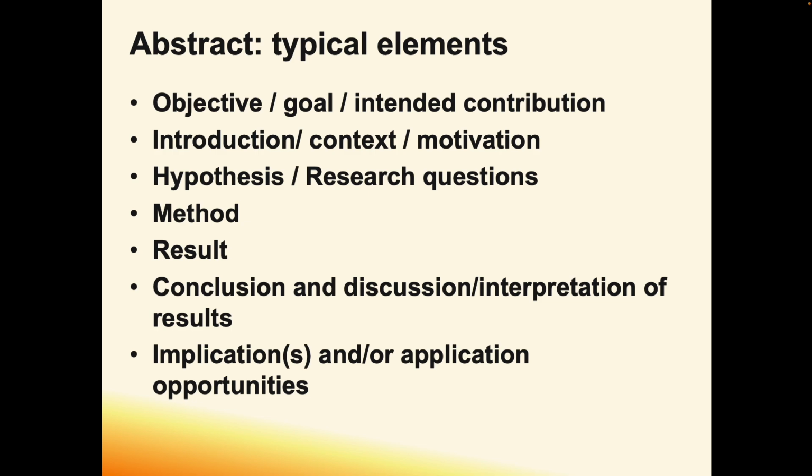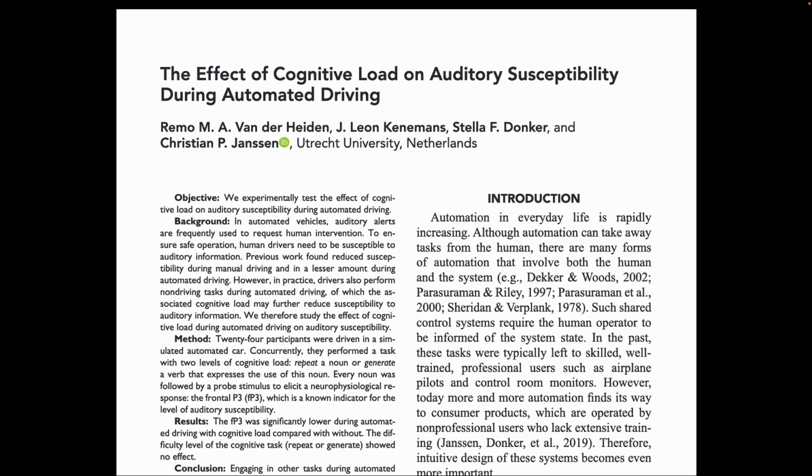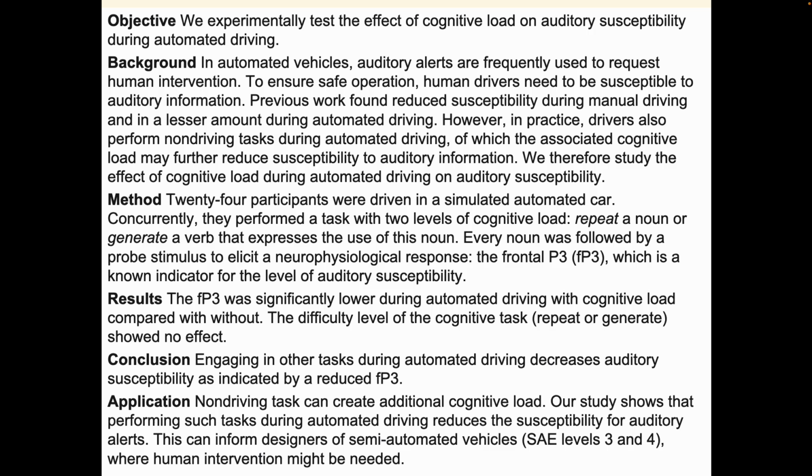So let's illustrate this with an example paper. This is the effect of cognitive load on auditory susceptibility during automated driving. Quite a mouthful, that title, but it does have key elements that we wanted to be in the title. This paper was submitted to Human Factors. Human Factors has a very specific requirement for abstracts, namely that the abstract, here I zoom in, has these very specific elements there. They have to be in the abstract.